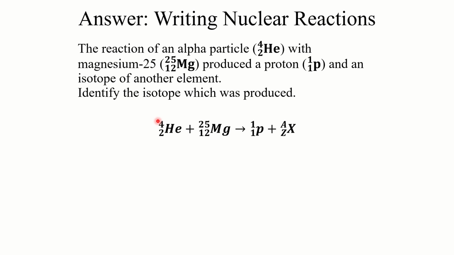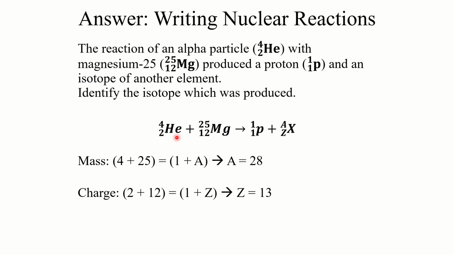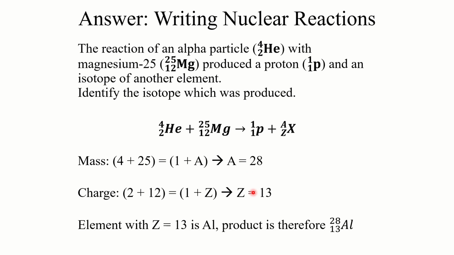To show the work, we've got 4/2 He plus 25/12 Mg, producing a proton and an unknown element. If we look at the mass here, we've got a mass of 29 on the left side and just a mass of 1 on the right side, meaning our unknown element must have a mass of 28. We've got a total charge of 14 on the left side and just 1 on the right side right now, meaning our unknown element must have a charge of 13. The element with Z equals 13 is Al, and the product is therefore 28/13 Al.